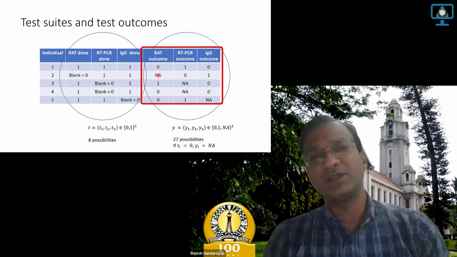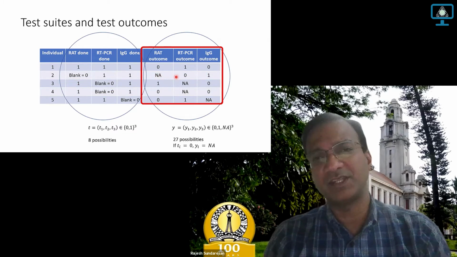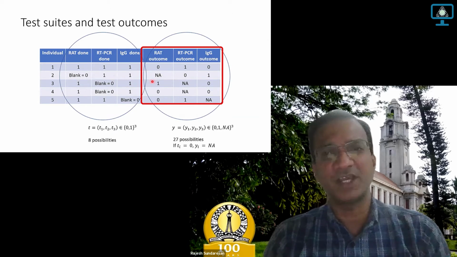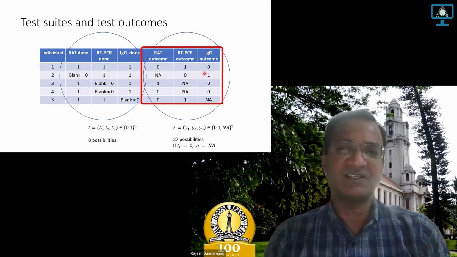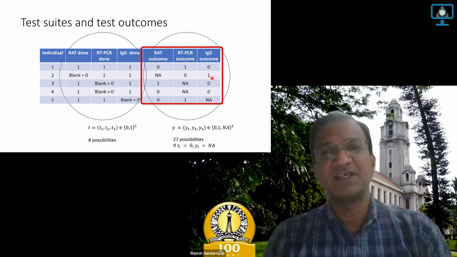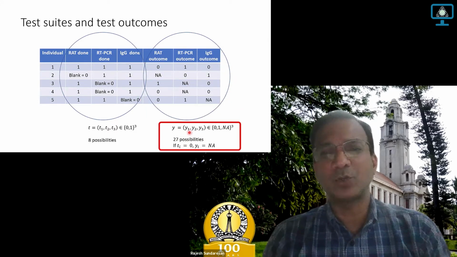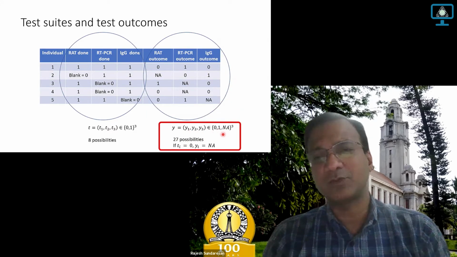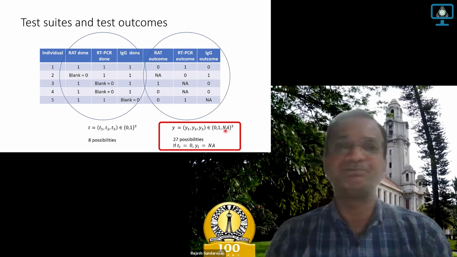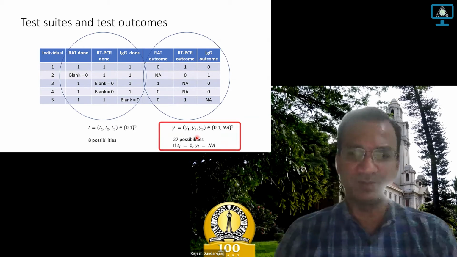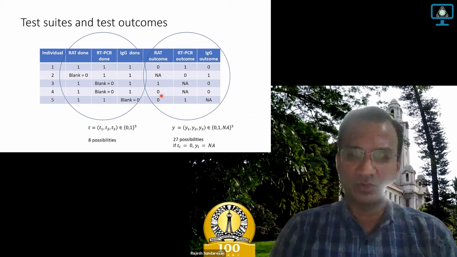The outcomes will be appropriately identified. So for example, if an antigen test was not done, there's no antigen test outcome, but for the others, there would be an outcome. A 0 indicates that it was a negative test, and 1 indicates a positive test. And so here there are a total of 27 possibilities, because each outcome could be either negative or positive, or if the test was not done, a not applicable outcome. So 27 possibilities here. So this is a test suite, and these are the corresponding outcomes for that.